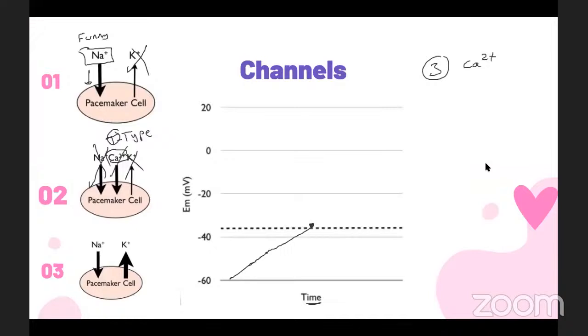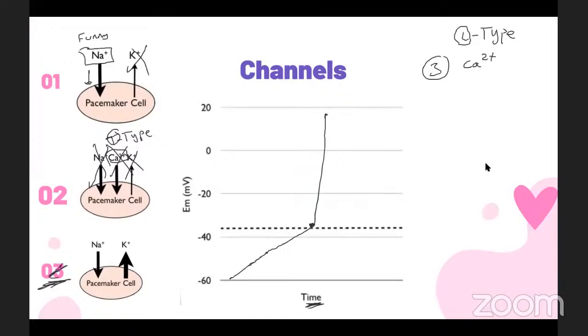This channel wants to close, and we want to open a new one known as the L-type. This L-type calcium channel, the L stands for long. So what happens here is that it opens for a good time, and then a really quick depolarization happens. You see the time? It just happened in a really short time. And it reaches a point where it goes to the very last step.